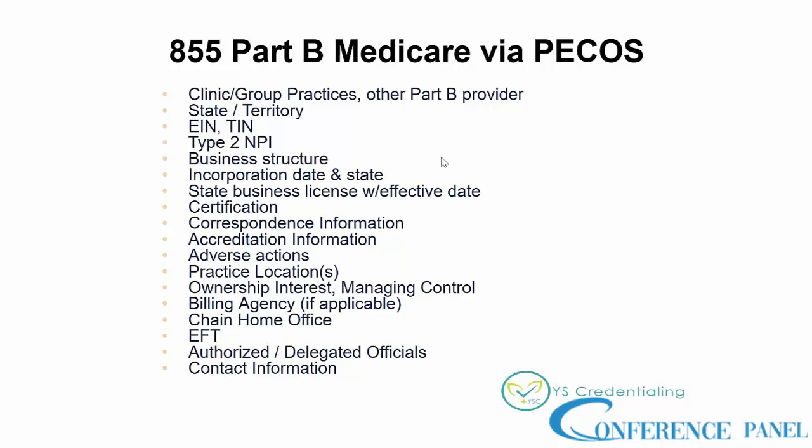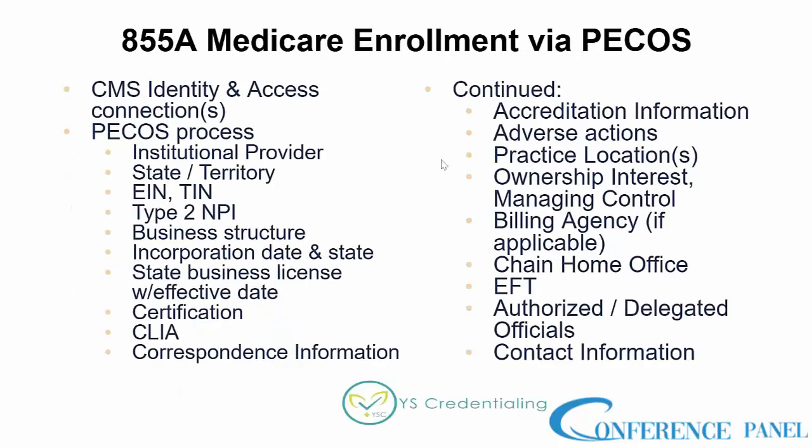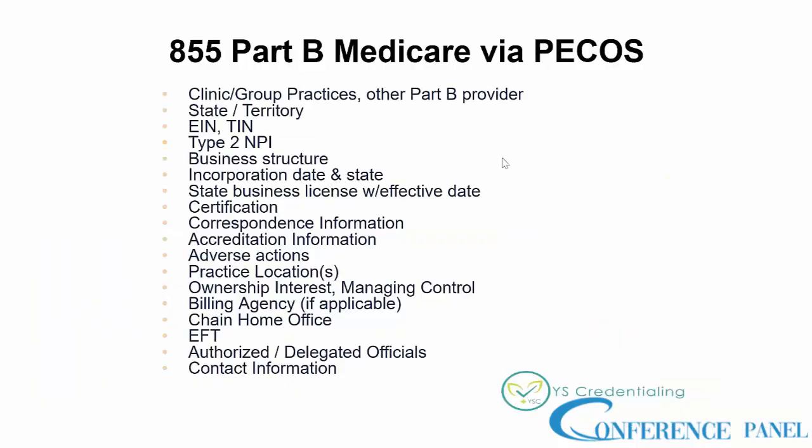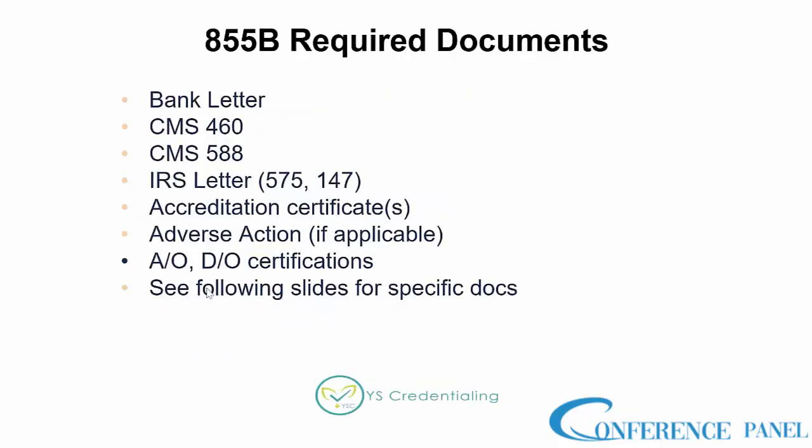So then the 855B, right? And we already know what that is because it's any group or clinic that submits claims on a 1500 and falls under here. Clinics, groups, individual practices, solo practices, multi-specialty practices, documents that are required. Again, the bank letter or voided check, that 460, 588, IRS letter, which I mentioned the most common are the 575 and the 147, accreditation certificates, adverse actions, AO/DO certification. So these can be electronic, but you can also find them on the CMS website.